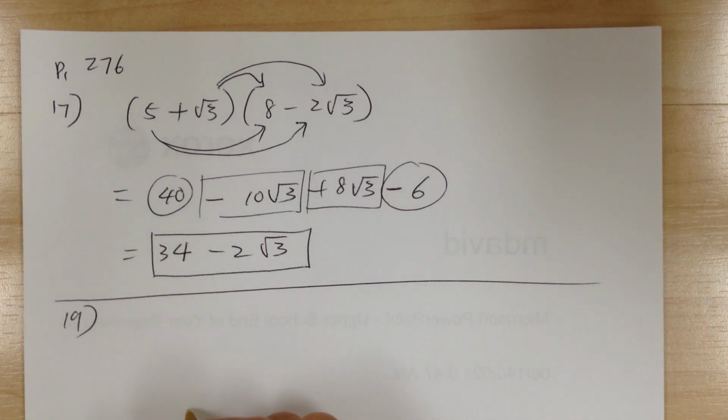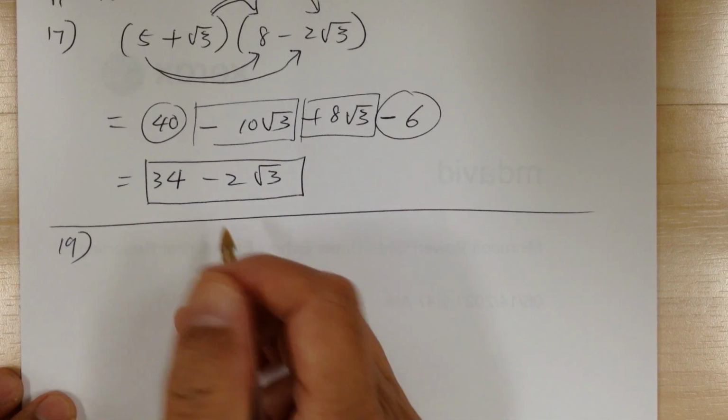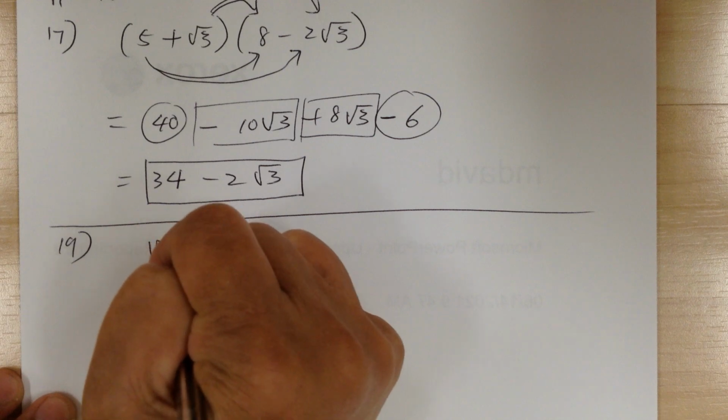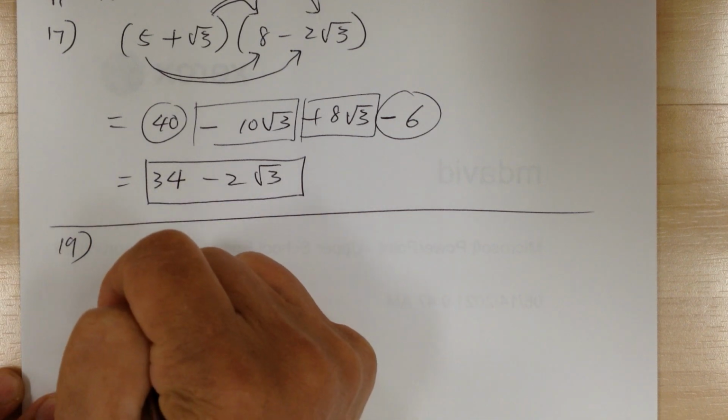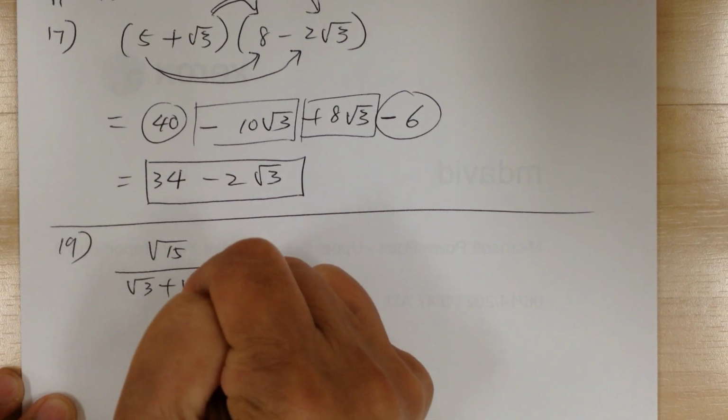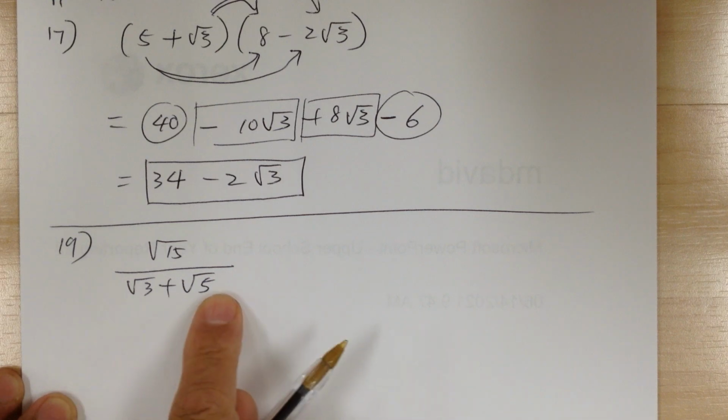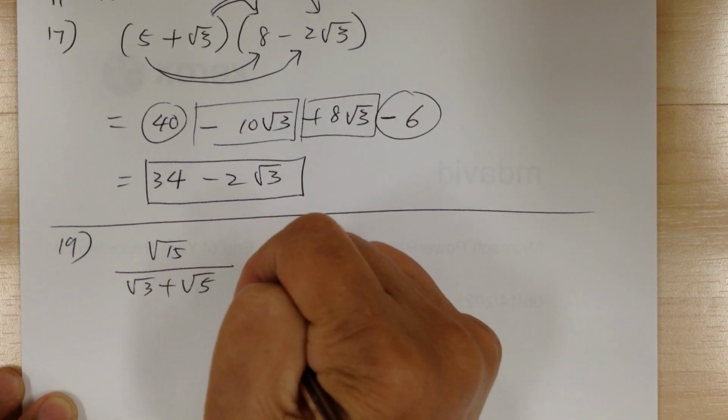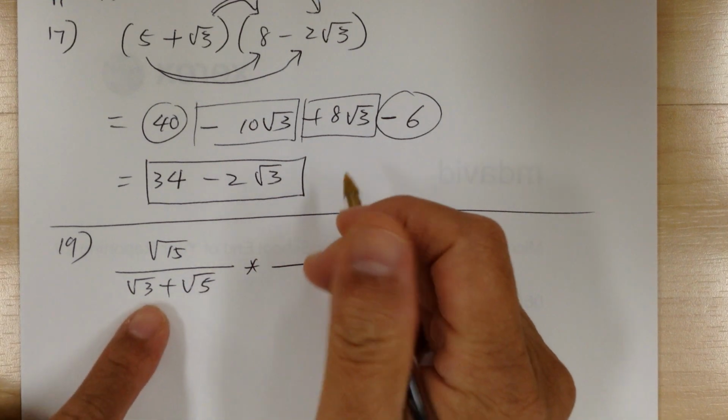Okay, number 19. You have square root of 15 over square root of 3 plus square root of 5. So again, you've got 2 terms. So to get rid of the square root for the 2 terms, you have to multiply by the conjugate.